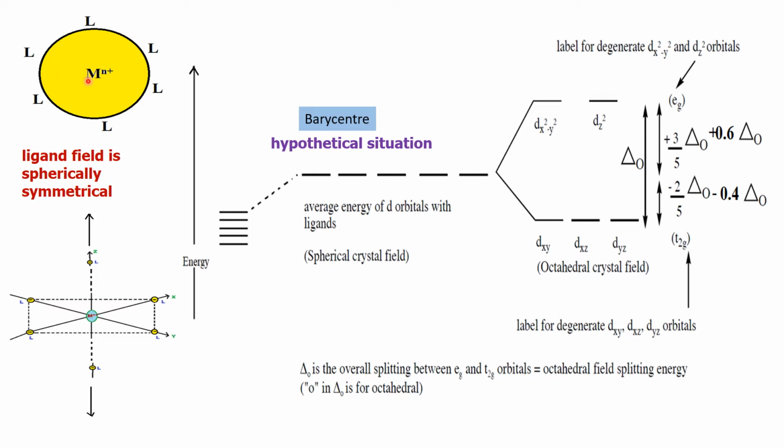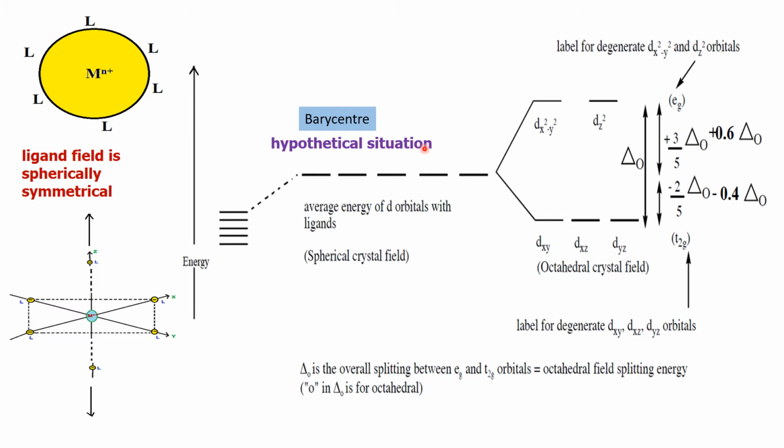So again the d orbitals are in a degenerate state, but their average energy with the ligands increases. This type of crystal field is known as a spherical crystal field. But we know it is only a hypothetical situation.